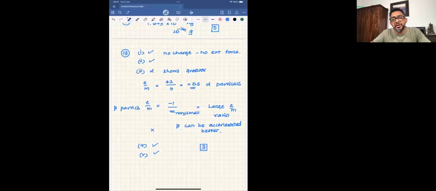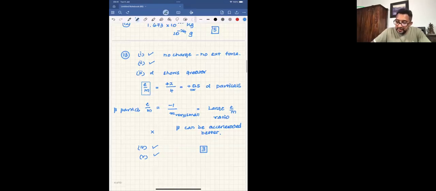Did you understand that? The only problem is that the alpha particle and the beta particle go in opposite directions. Alpha particles have a higher charge, beta particles have a lower weight. So which has a better effect? It depends on this E divided by M ratio. If you look at the E divided by M ratio, E is +2, because it is an alpha particle. M is 4. So the value is 0.5. I hope you got that. Is it clear?